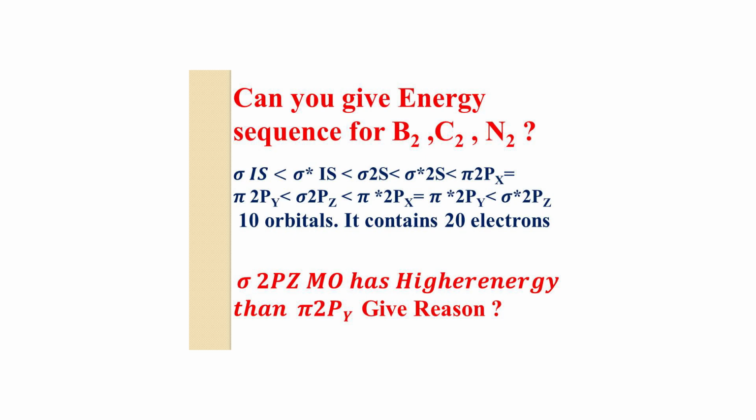That is 10 orbitals. It contains 20 electrons. Which is the lowest energy level here? Sigma 1s. Which is the highest energy level? Sigma star 2pz. In nitrogen, the pi 2px and pi 2py come first, then the sigma 2pz.